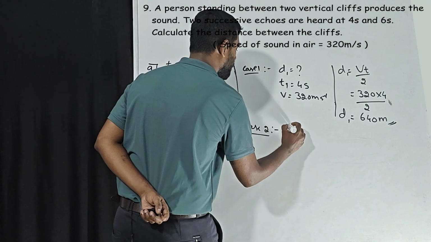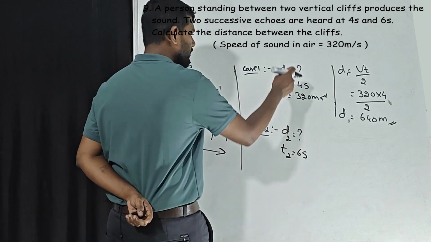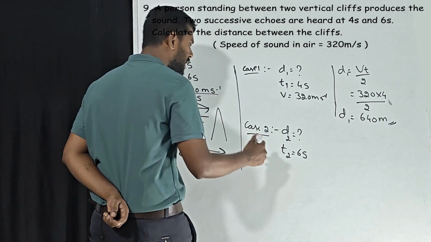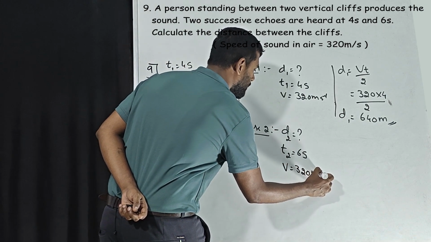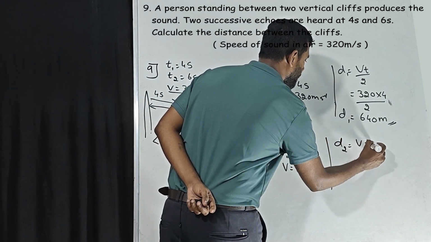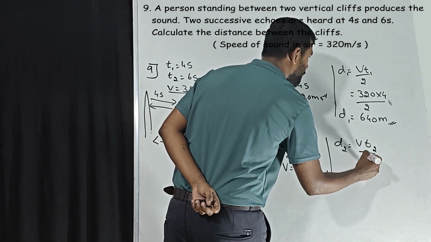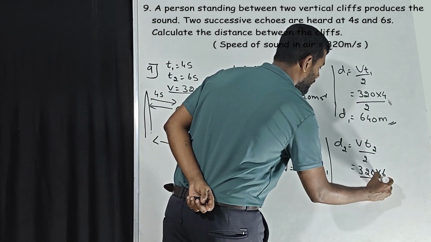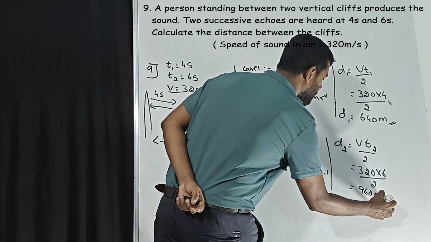So here we need to find d2. t2 is 6 seconds. For every sub-question, you don't have to write the given data, but for your understanding I'm writing it. V is equal to 320 meters per second. So d2 is equal to v into t2 by 2. So it is 320 into 6 by 2. The answer will be 960 meters.